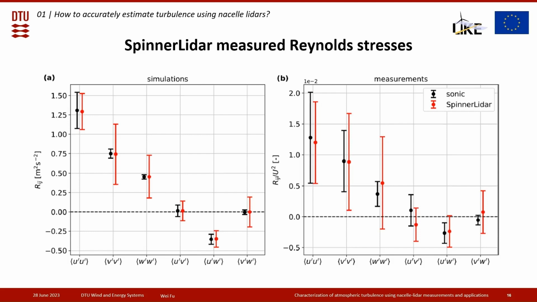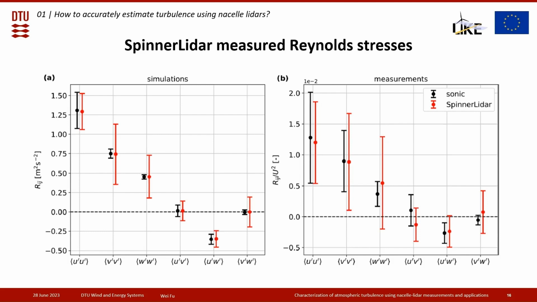The value for the measurements is normalized by the square of the mean wind, to which the radial stress is mostly proportional. You can see the black line represents the sonic statistics, which we use as a reference. The sonic measures the wind at one point, just at certain locations, while for the spinner LiDAR, we use all the measurements along the scanning pattern. The dots in the plot mean the mean value of the statistics from different time periods, and the error bar shows one standard deviation, indicating the uncertainty of our estimation.